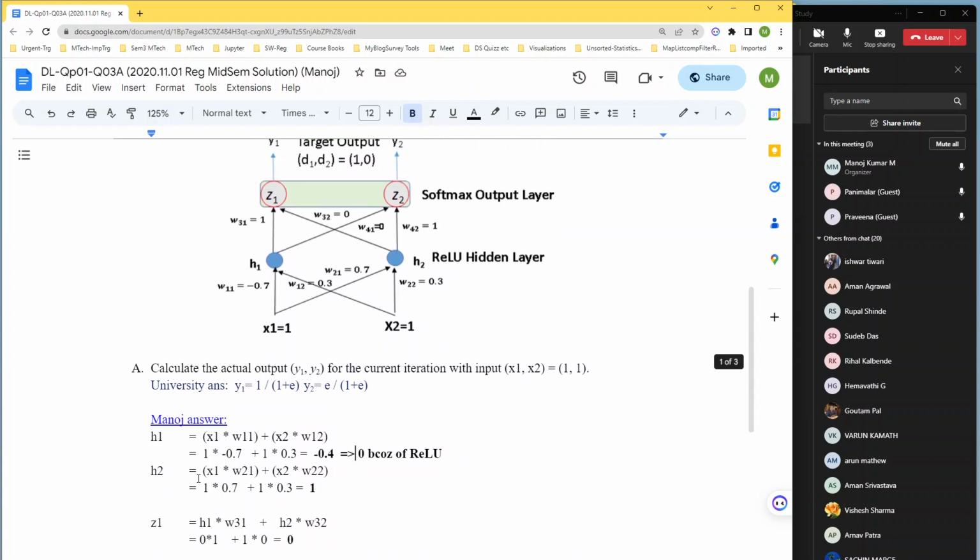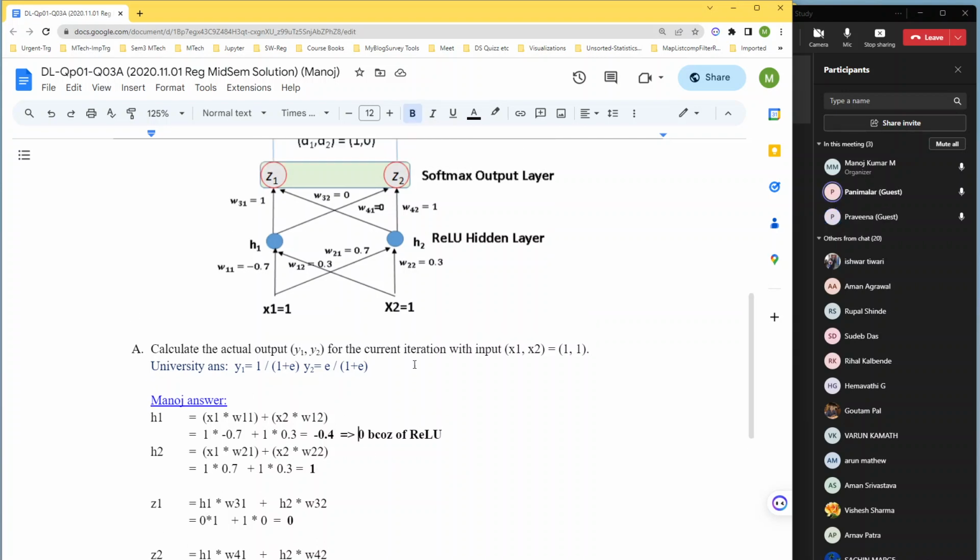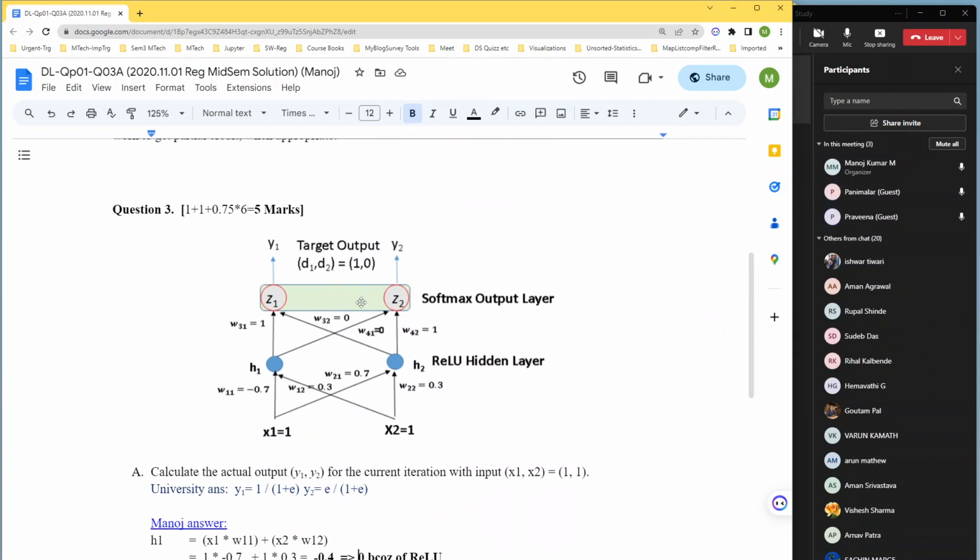Now similarly for h2, if we do the same calculation, x1 is 1, W21 is 0.7, x2 is 1, and W22 is 0.3. So 1 times 0.7 plus 1 times 0.3 is equal to 1. So we get h2 as 1. Then similarly for z2, we have h1 times... h1 is 0. The weights are provided in the question actually. All the weights and everything is provided here.